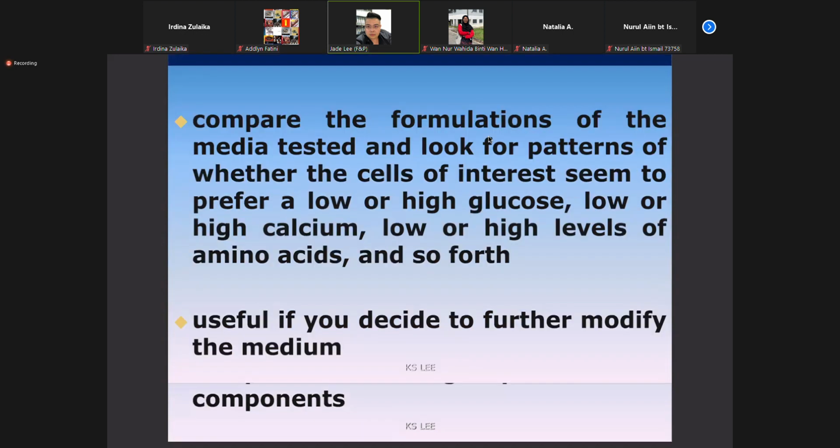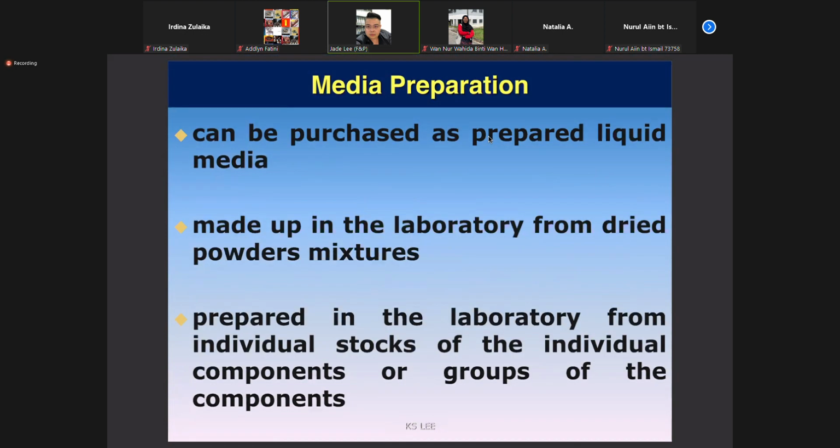Okay. So the media can be purchased as prepared liquid media. Of course, this one is more costly, because you can use it straight away. You don't have to formulate them, or mix them and then autoclave them. For the ready-made liquid media, you can use it directly, or you probably just need to warm it up to the temperature that you require, and then you can straight away transfer the cell onto the media. Okay, depending on the type of cell line that you use.